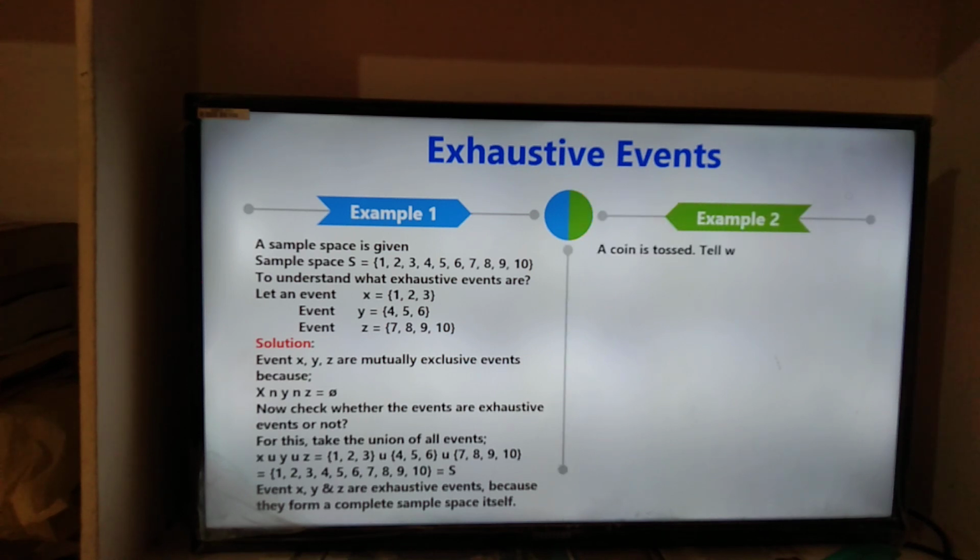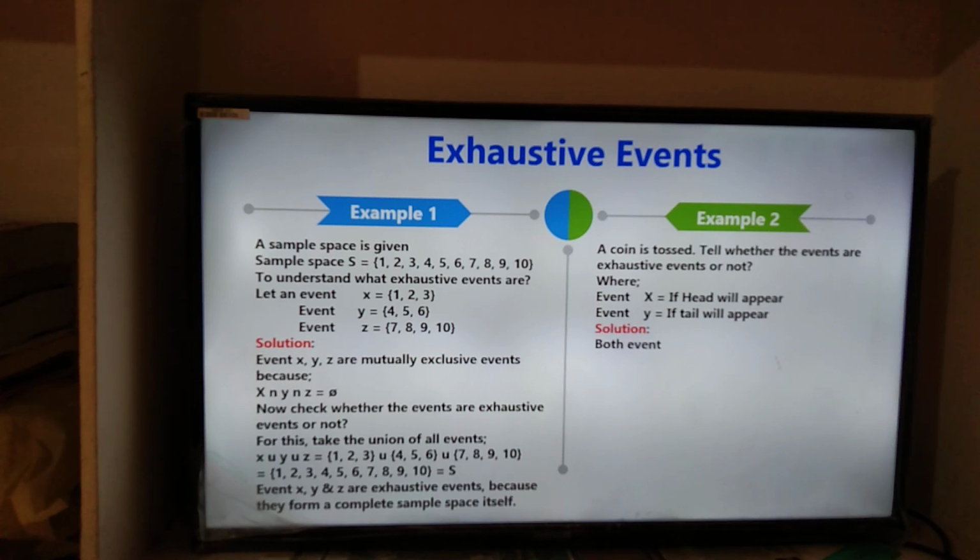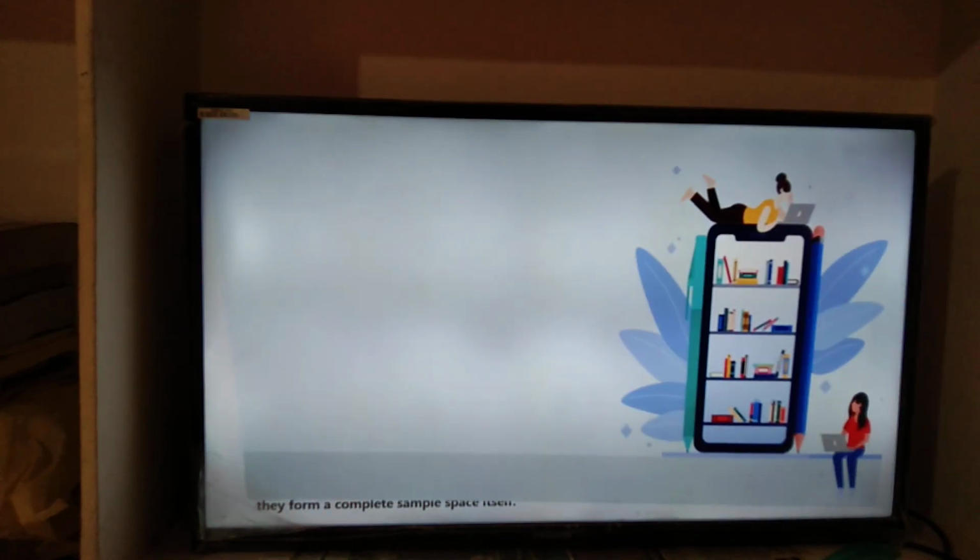You can see example 2 also. A coin is tossed. Tell whether the events are exhaustive events or not. Suppose event X is heads will appear, Y is tail will appear. Both events together are exhaustive events because one will occur during the conduct of an experiment.